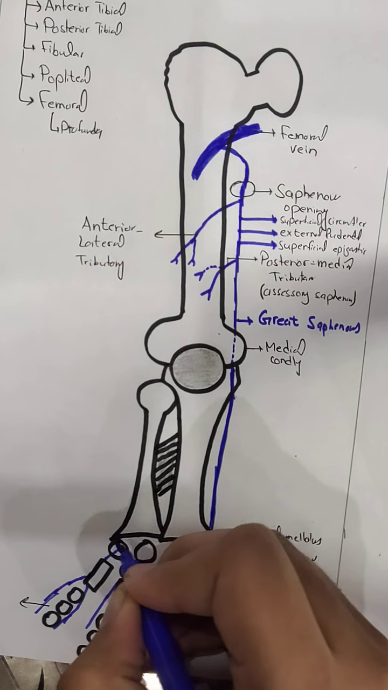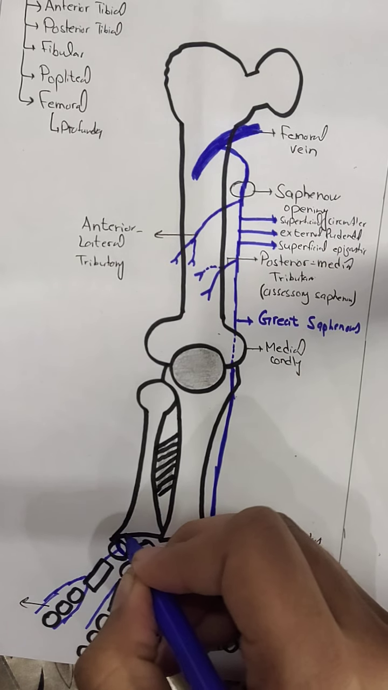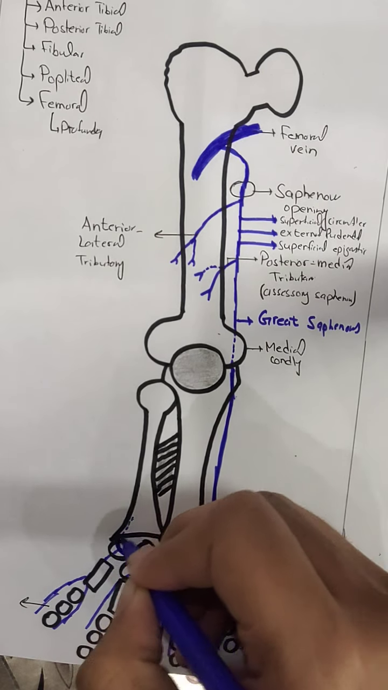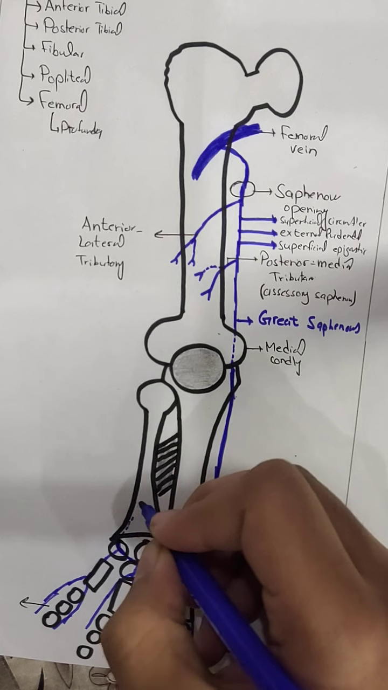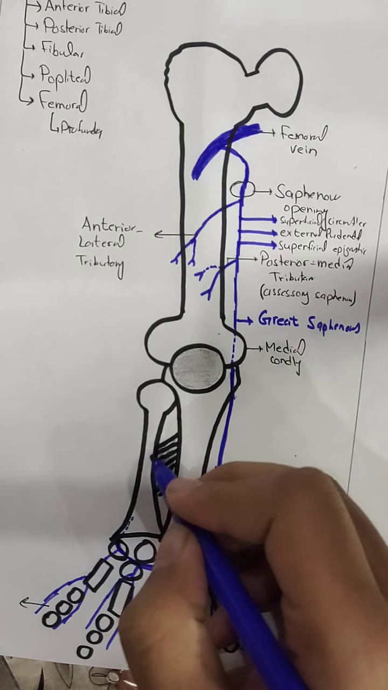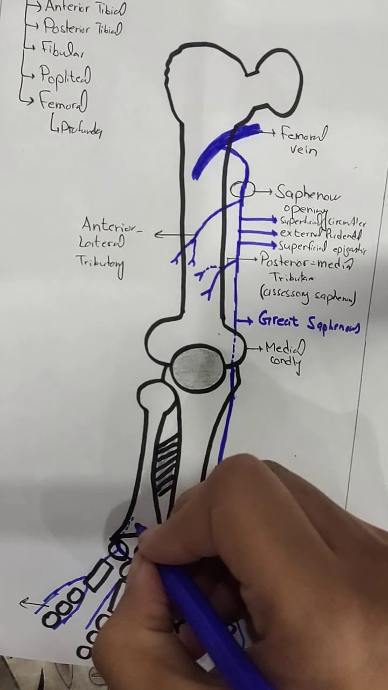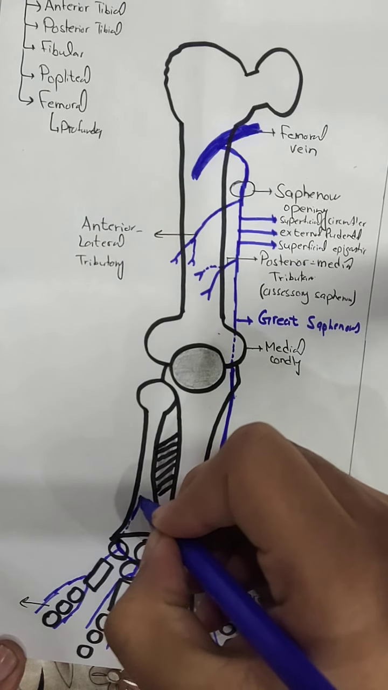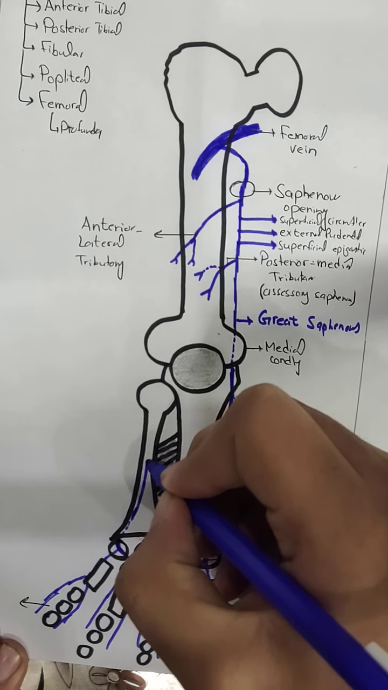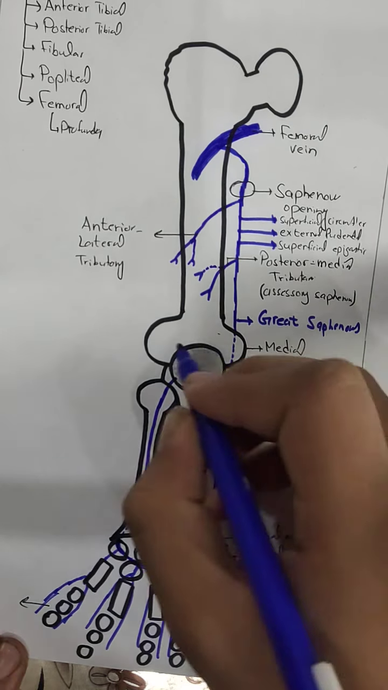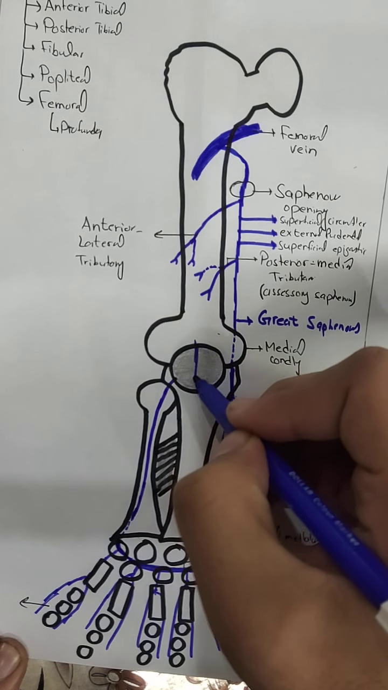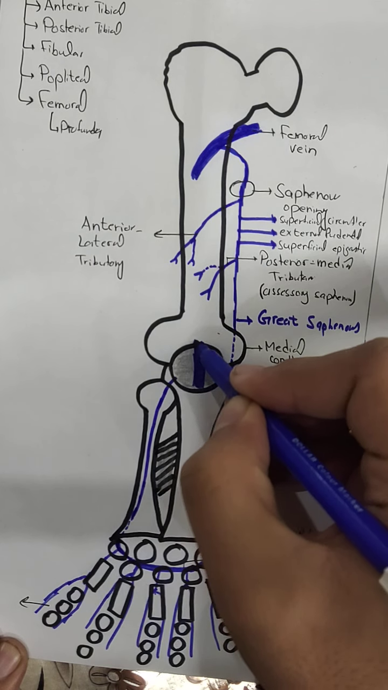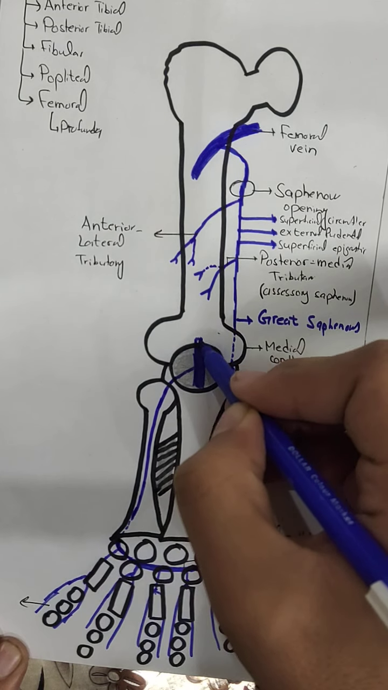Now this small saphenous vein will ascend posterior to this lateral malleolus, and then it will move on the posterior side of this fibula bone. It is moving on the posterior side. Remember this thing, okay? Then it will move here, and here will be the vein called the popliteal vein. This is also on the posterior side of the leg, and it will drain into this popliteal vein.